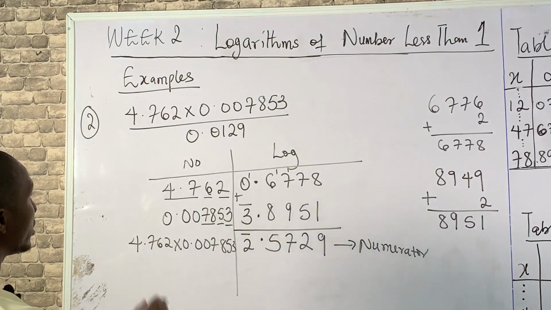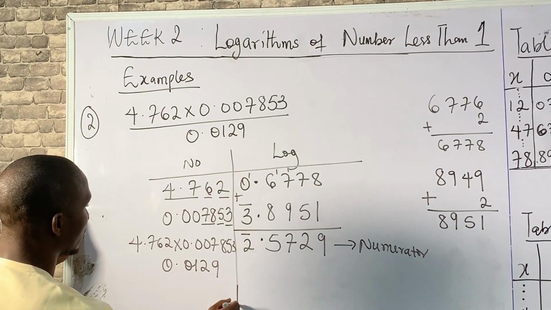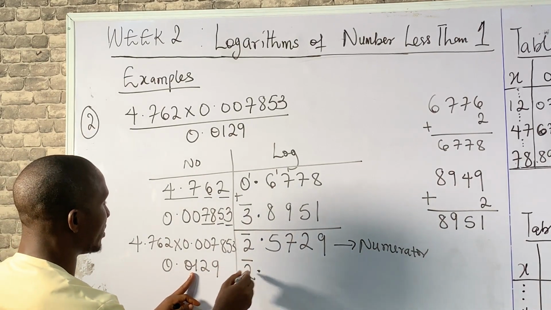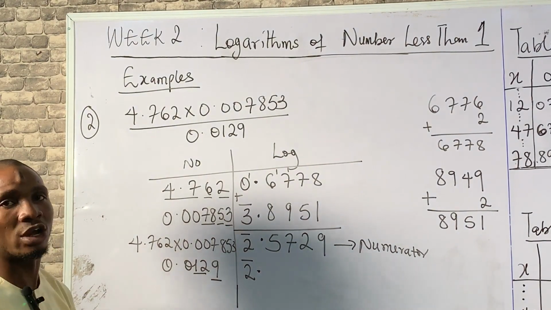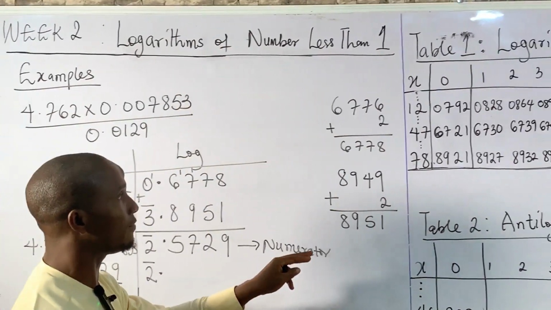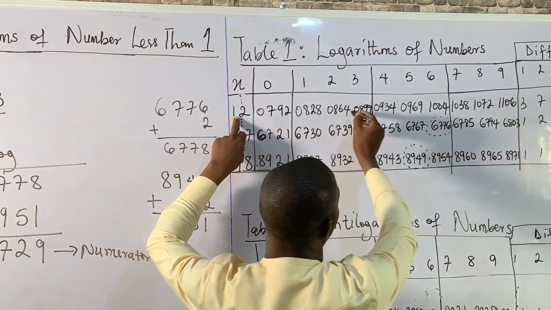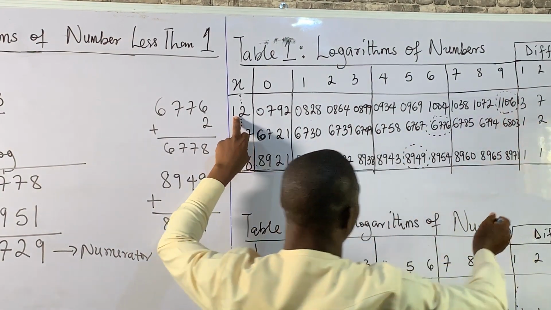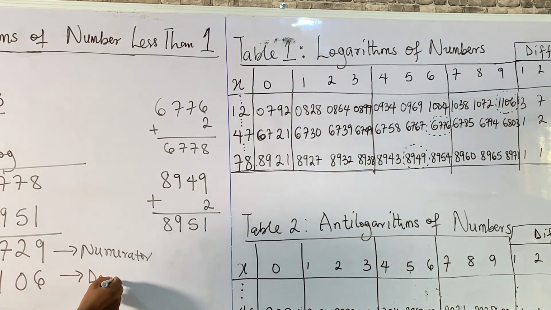Now, the denominator is 0.0129. If you count the number of zeros we have, it is 1, which is bar 2 point. Then you look at the logarithm tables, you check 12 under 9. So let's go to the logarithm tables now. This is 12 in the logarithm tables under 9. This is 9. So we have 1106. So we go back here and insert 1106. And this is your denominator.